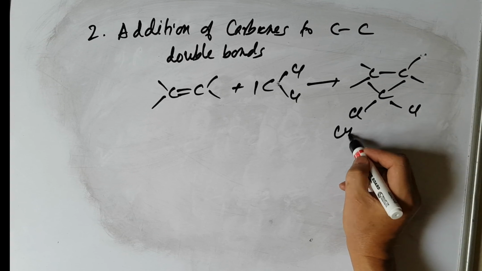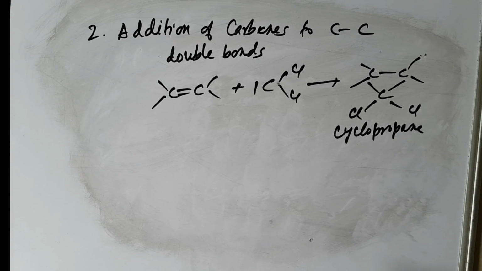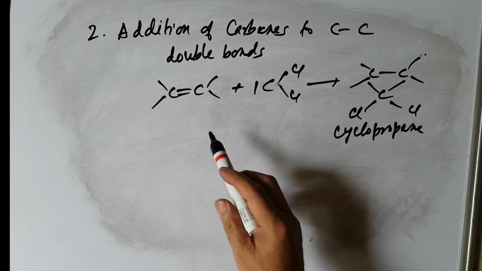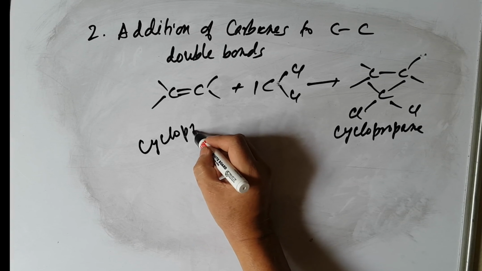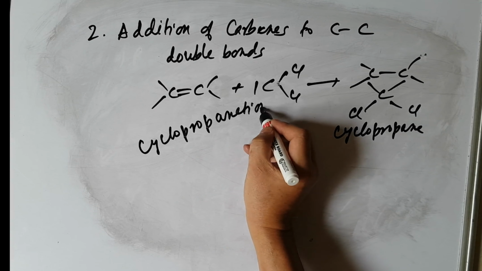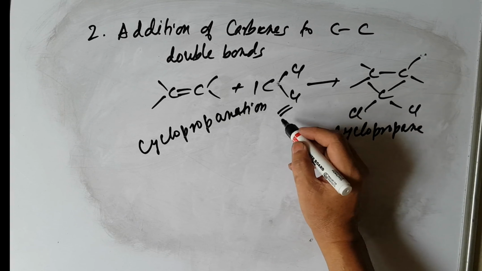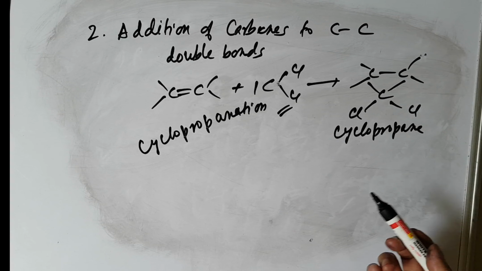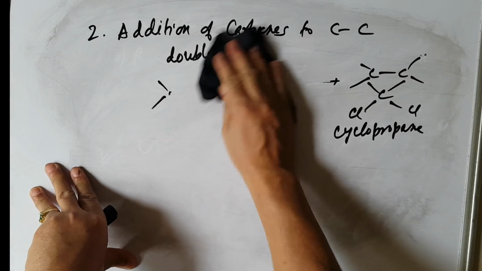So you get a cyclopropane. When carbenes are added to olefinic double bonds, you get a cyclopropane, so the whole process is known as cyclopropanation. Addition of carbene to the carbon-carbon double bond is known as cyclopropanation because cyclopropanes are formed. Depending on the nature of the carbene, we can have either singlet or triplet, so addition can take place in two ways. I'll show you how this takes place.